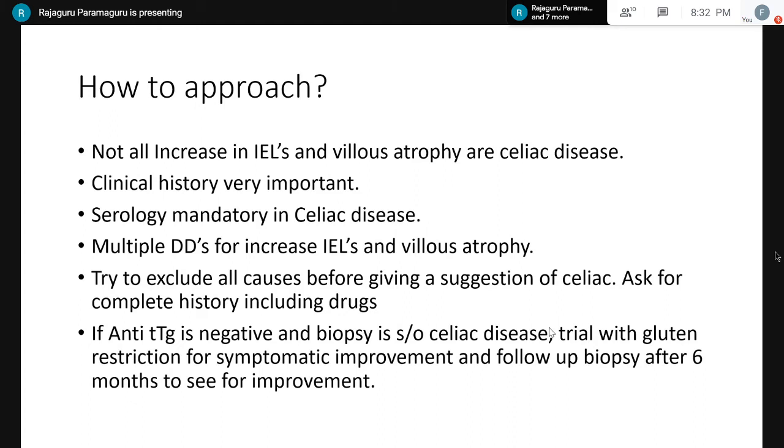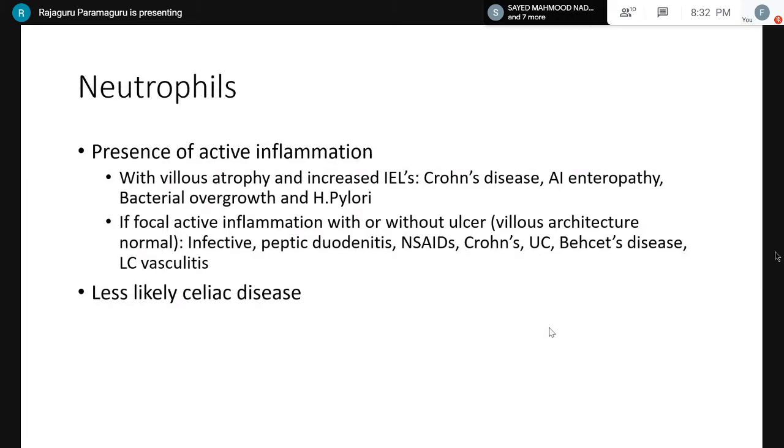And a very important point to note here is the presence of neutrophils. When there is villus atrophy with increase in intraepithelial lymphocytes and there is presence of neutrophils, it is less likely that it is celiac disease. It is usually seen with bacterial overgrowth, autoimmune enteropathy, Crohn's disease, and sometimes even in tropical sprue, but not very usually. But bacterial overgrowth and autoimmune enteropathy typically show more active inflammation, that is neutrophils. And Crohn's disease also can show a lot of neutrophils. So this has to be kept in mind. And when there is a focal active inflammation with normal villus architecture, it might be due to other conditions like infections, NSAIDs, Behçet's disease or a leukocytoclastic vasculitis.